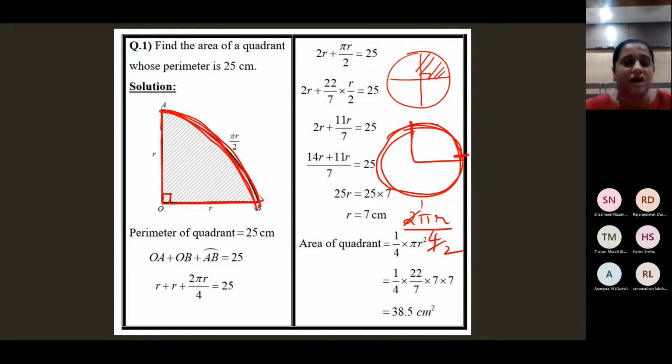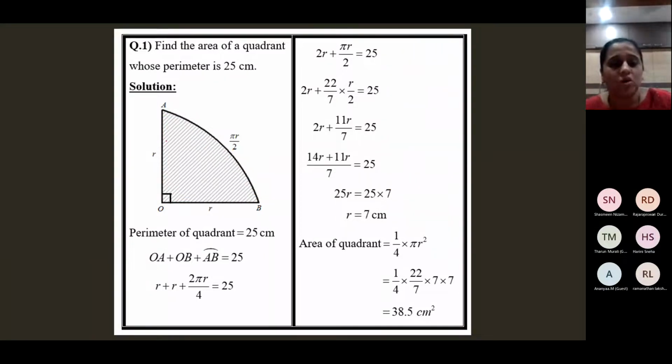This is R. This is R. So the perimeter of the quadrant is 25 centimeters. That means OA plus OB plus the length of arc AB is equal to 25. This is how you present it. That is what perimeter is: the length of the boundary of the closed figure. So now R plus R plus 2 pi R by 4, which is actually pi R by 2, is equal to 25.